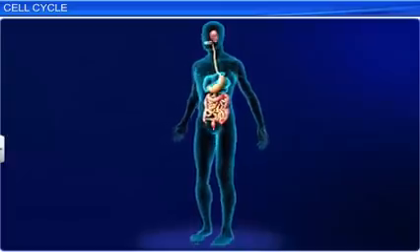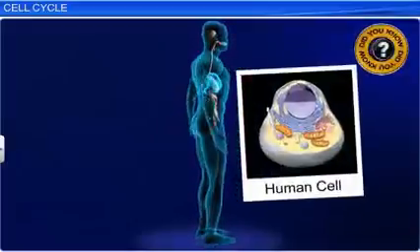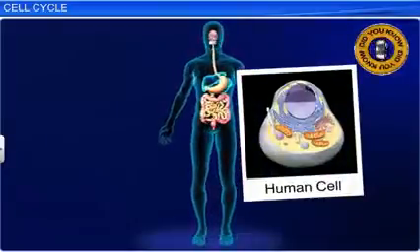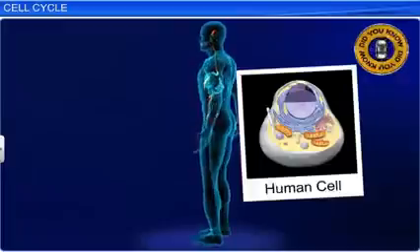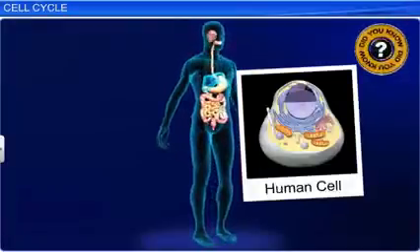Did you know that in the 24-hour average cell cycle of a human cell, proper cell division lasts for only about an hour, while more than 95% of the cell cycle duration is the interphase?